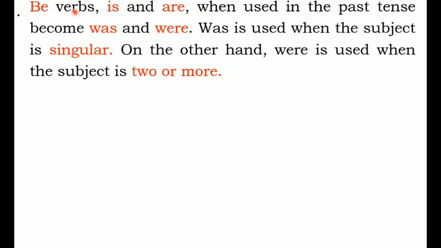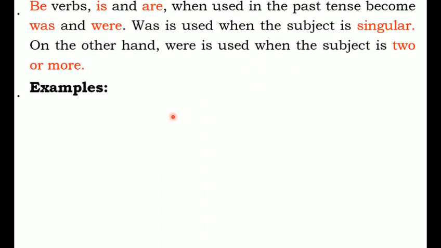Now, be verbs is and are, when used in the past tense, become was and were. Was is used when the subject is singular. On the other hand, were is used when the subject is two or more, plural. In other words, when the subject is plural, we are going to use were. Okay, examples.